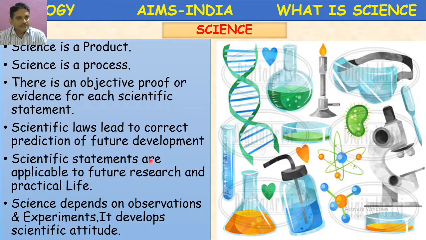Any doubt, children, in these statements? It's a product, it is a process, it has an objective proof or evidence for each scientific statement. It is a correct prediction of future development, and the scientific statements are applicable to future research and practical life. Science depends on observations and experiments. It develops scientific attitude. You can develop scientific attitude.